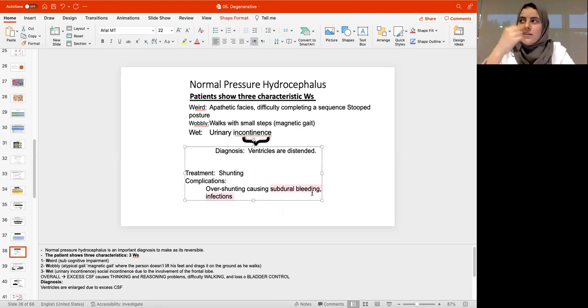The way it causes that is basically because you're draining so much CSF, the brain gets pulled from the skull, and then the bridging veins between the skull and the brain get stretched out because the vein got pulled and separated from the skull. So once they get stretched out, they can easily rupture and you have a subdural bleed, okay? And infection, of course, anytime you insert anything, any invasive procedure, it has a risk of infection. So yeah.